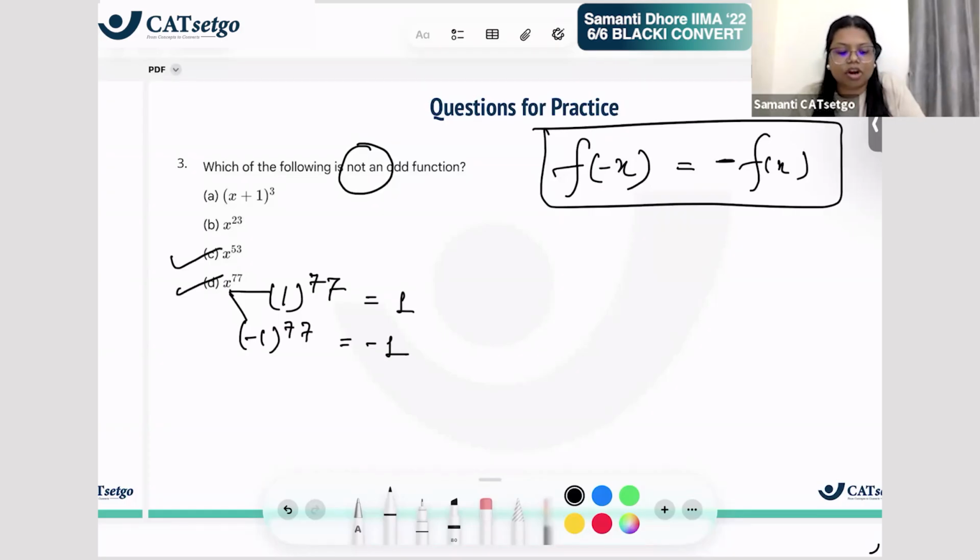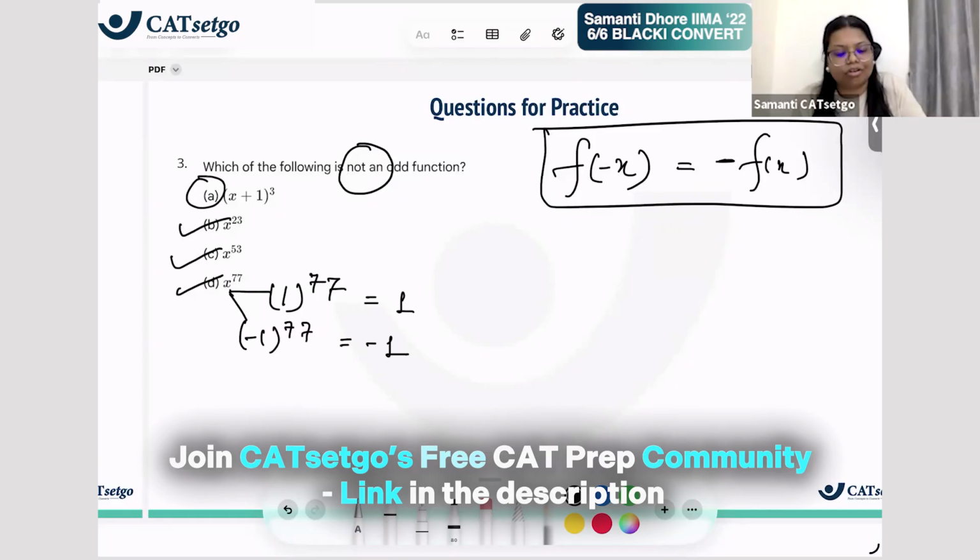So this is odd. Similarly, this is odd. Similarly, this is odd. Only this one is not odd. So that's why A is your answer, which is not an odd function. A is not an odd function. Okay, good.